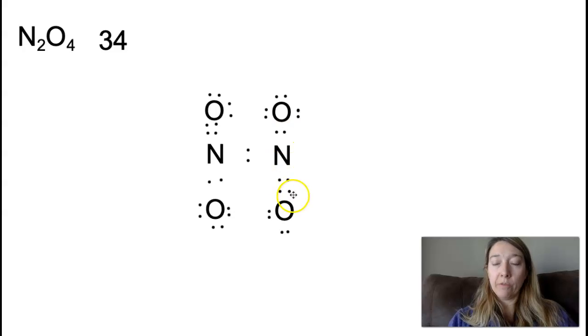We want to make sure that we have 34 dots. So 2, 4, 6, 8, 10, 12, 14, 16, 18, 20, 22, 24, 26, 28, 30, 32, 34. So we have all our dots. Everything has a full valence shell.